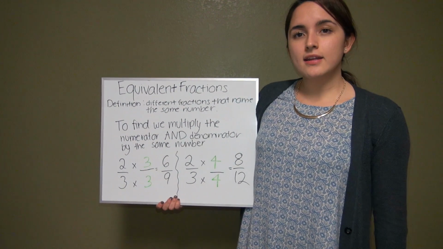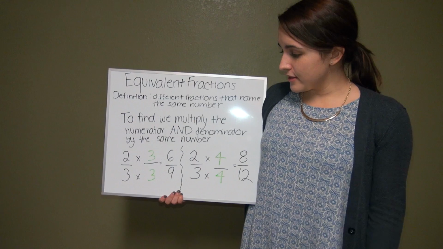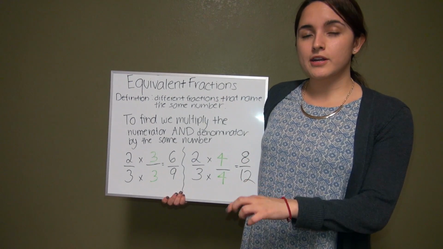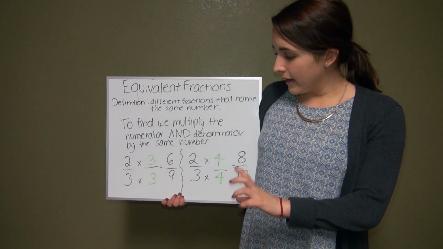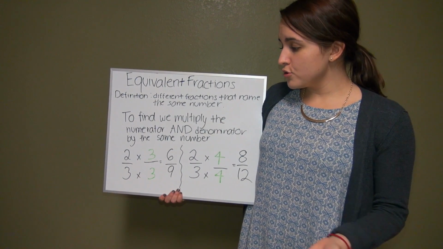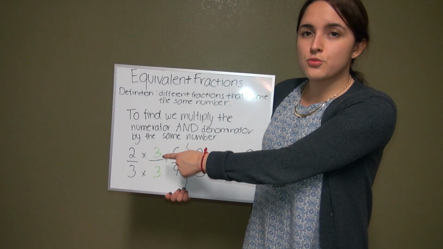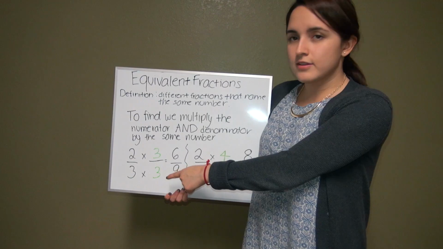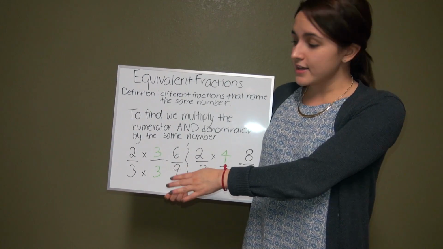So the main thing that you have to keep in mind is that the number that you're multiplying the numerator and the denominator by has to be the same. You can't do the numerator times 4 and the denominator times 5. It has to be the same.